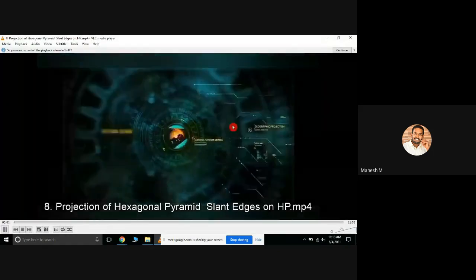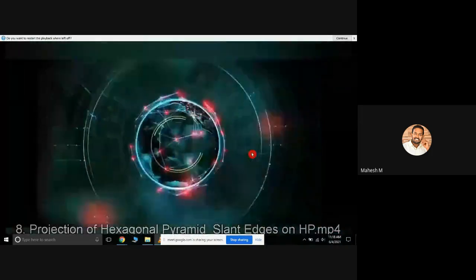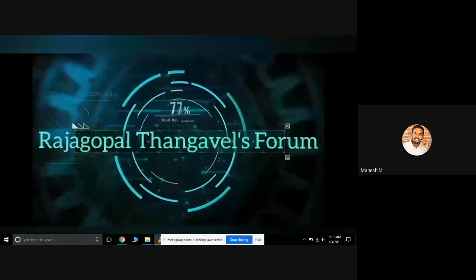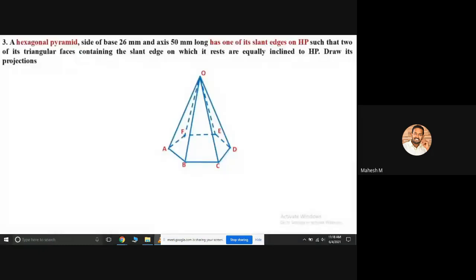So the next one is a hexagonal pyramid. Here also, for all kinds of hexagonal pyramids, the basic first front view and first top view will be similar. There will be only a slight difference, whether it is an edge hexagon or a corner hexagon. So in this problem, it is a hexagonal pyramid. Please read out the conditions. A side of base 26 mm and axis 50 mm long.